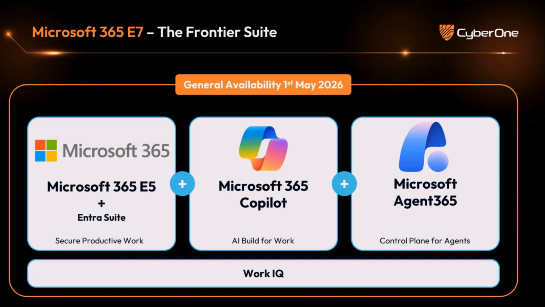And underneath all of that is this thing called Work IQ, which is kind of a brain that sits in the back end of all of that. These are the things that you get within E7. Now, E7 is not cheap. List price, it's about $99 per user per month, which is about double the price of E5. So this is not a license for everybody. It is expensive, and there's no way of saying otherwise. I'll talk about who this license is for shortly.